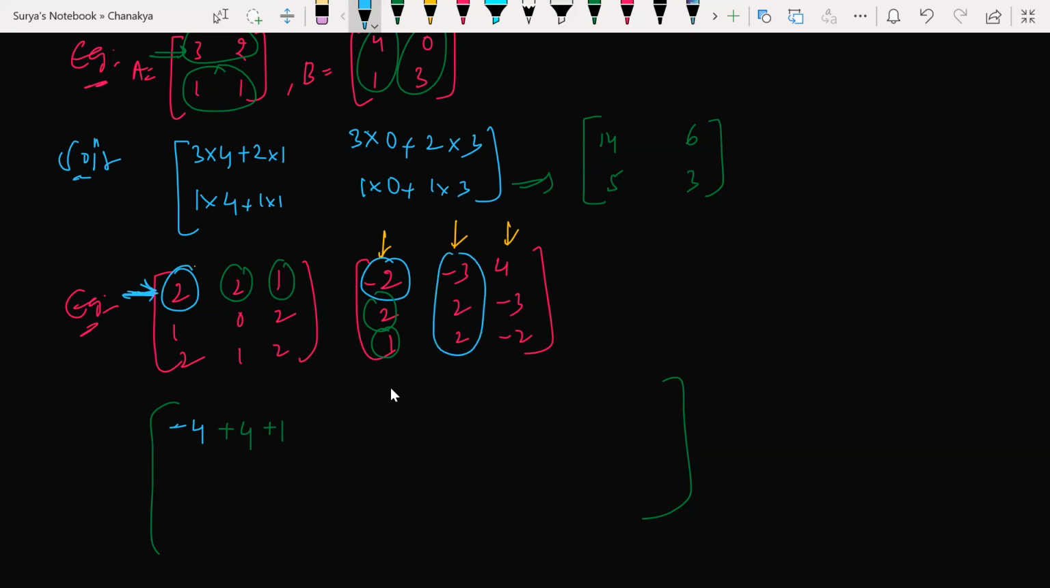With the same first row you have to multiply the second column elements. So 2 times -3 how much? -6. 2 times 2, 4. So 2 × 2, 1 × 2 how much? Explain again, sir, for second row.